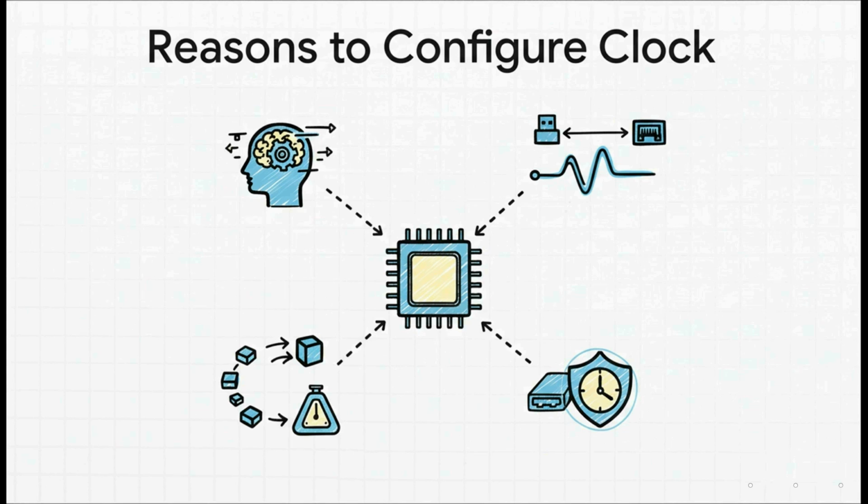High-speed stuff like USB or Ethernet have super strict timing needs that the default internal clock just can't handle. Even something as common as UART needs a stable clock to get reliable baud rates. And then you have peripherals that are just plain demanding. The USB controller, for example, flat out needs a perfect 48 megahertz clock. The defaults just won't cut it.